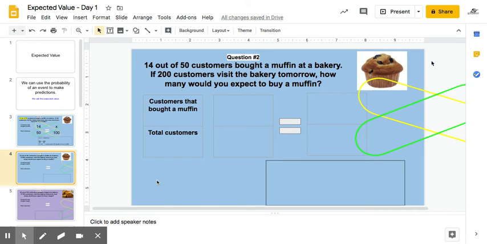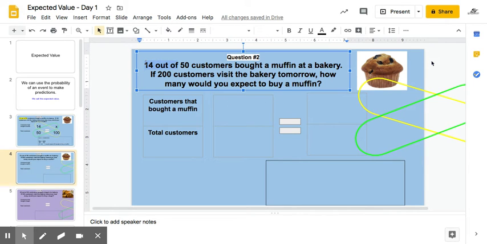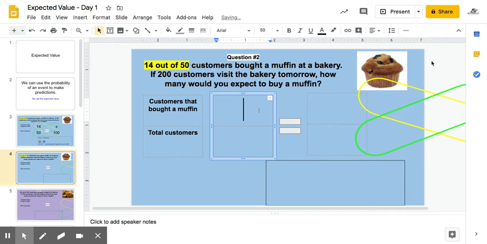Number 2, again, we have 14 out of 50 customers bought a muffin at a bakery. If 200 customers visit the bakery tomorrow, how many would you expect to buy a muffin? Okay, guys, first step, fill in this first fraction. That is the probability that I give you. That is the one where I give you both a numerator and a denominator. So whichever one comes first is going to be my numerator, and whichever one comes second is going to be my denominator. So in this case, our denominators are total customers.